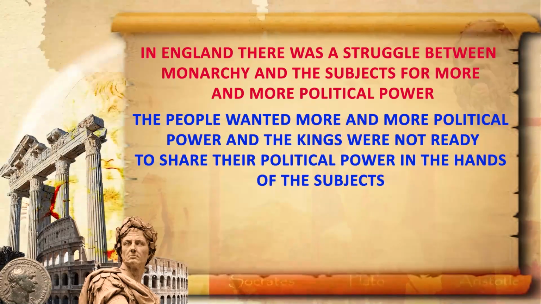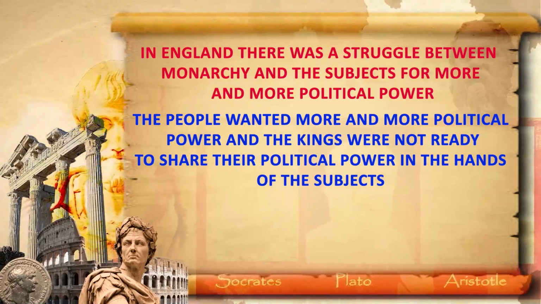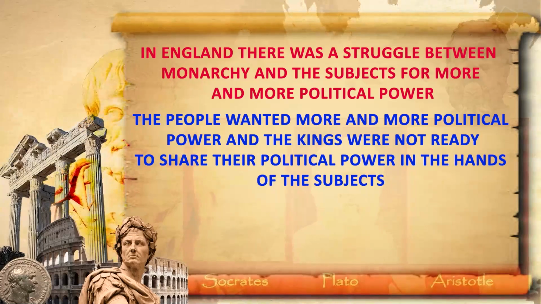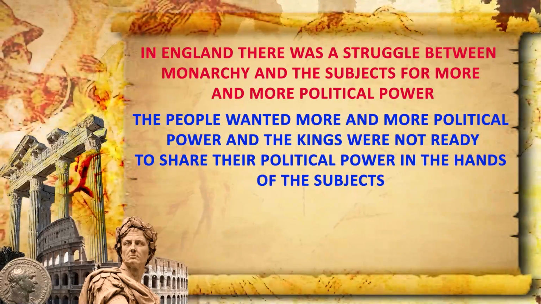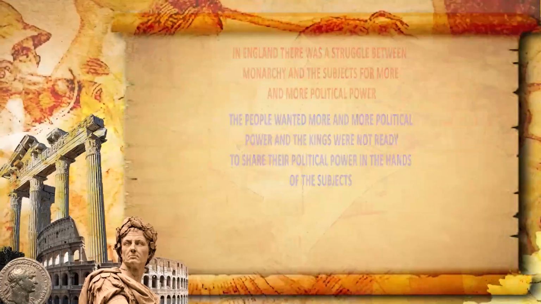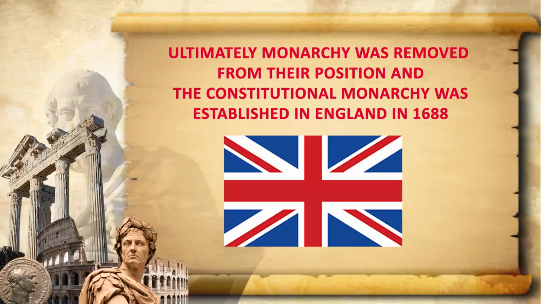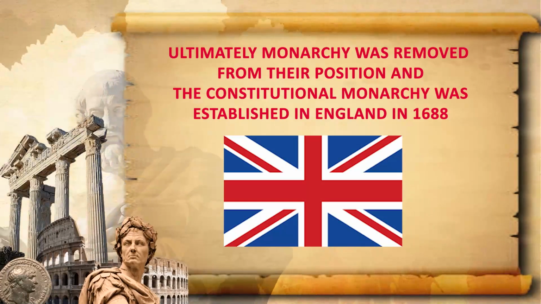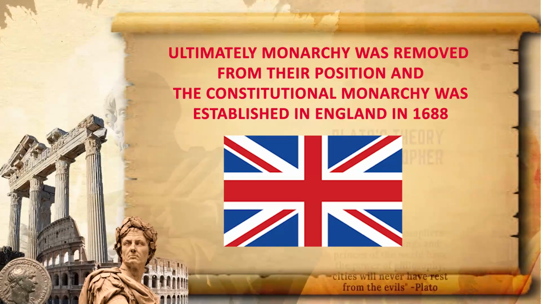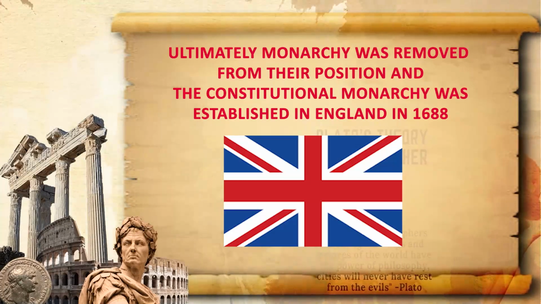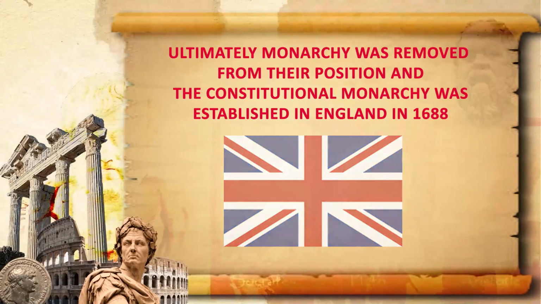The people wanted more and more political power, and the kings were not ready to cede political power into the hands of the subjects. And ultimately, the monarchy was removed from their position, and the constitutional monarchy was established in England in 1688.